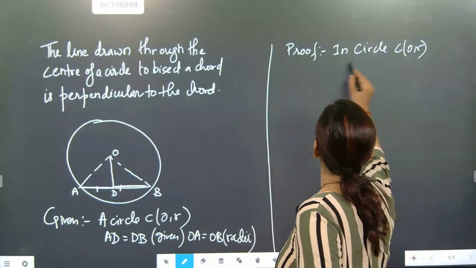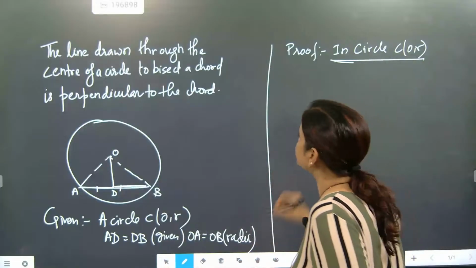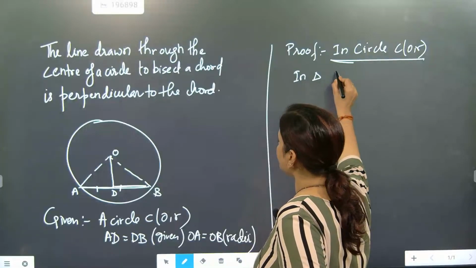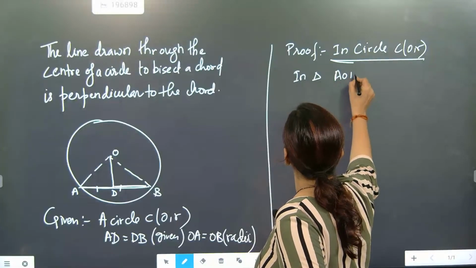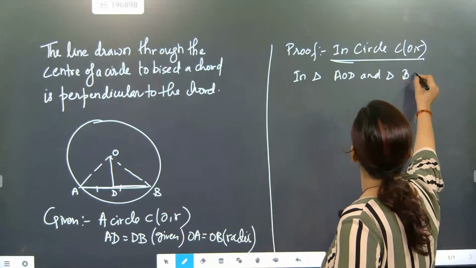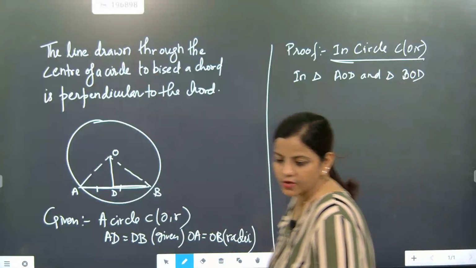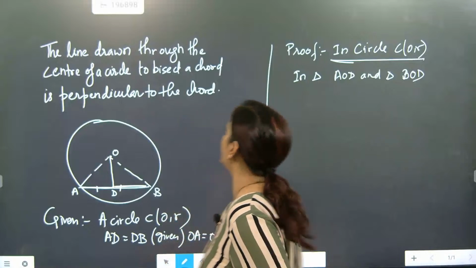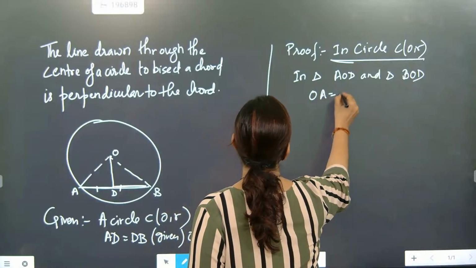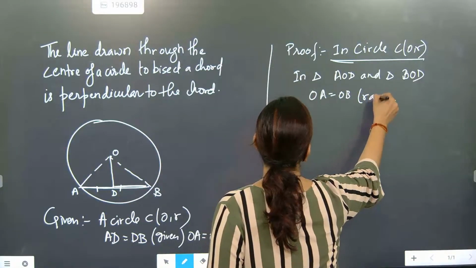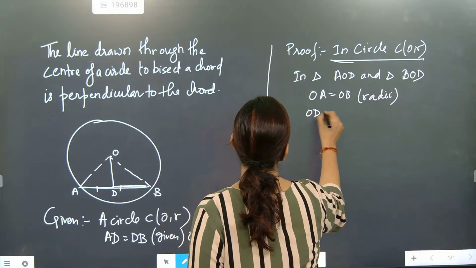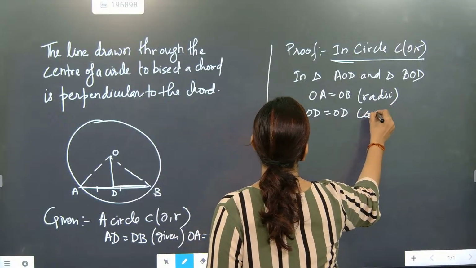So here, in circle C with center O and radius R. Now what will we do? In triangle AOD and triangle BOD. Now what next are we going to do? Triangle AOD and triangle BOD. Now what all is given, beta? First OA is equal to OB. What are they? Radii. Next part, what have they given? OD is equal to OD. Common.